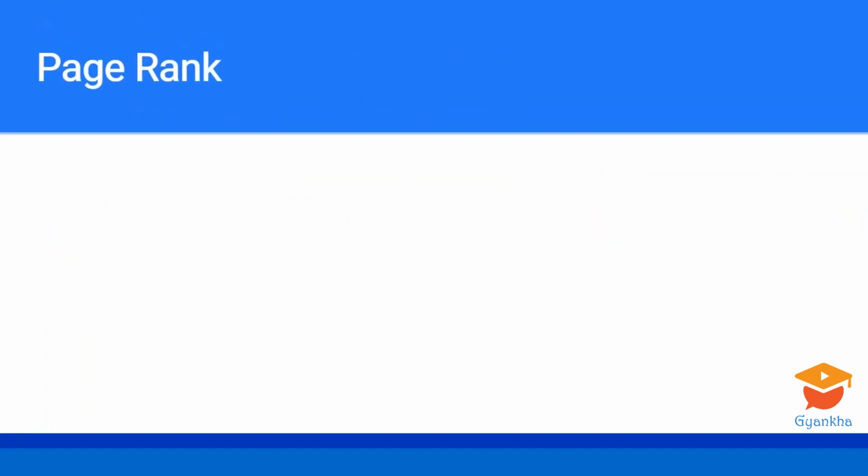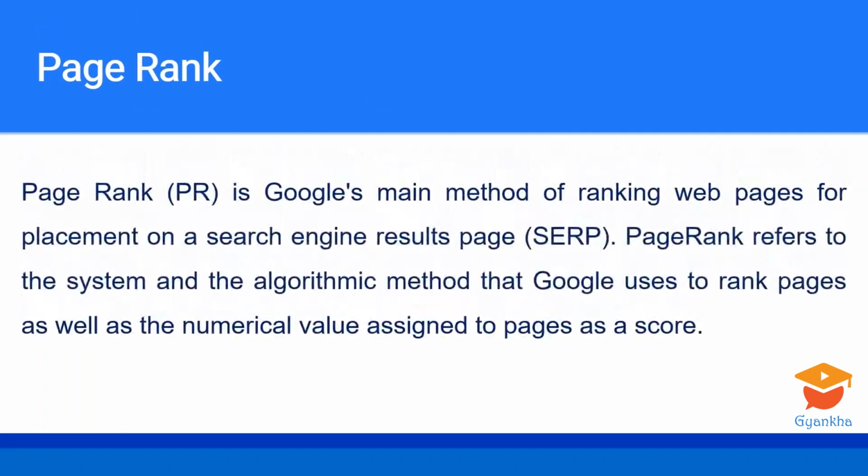PageRank is Google's main method of ranking web pages for placement on a search engine results page. PageRank refers to the system and the algorithmic method that Google uses to rank pages, as well as the numerical value assigned to pages as a score. PageRank works by counting the number and quality of links to a page to determine a rough estimate of how important the website is. The underlying assumption is that more important websites are likely to receive more links from other websites.